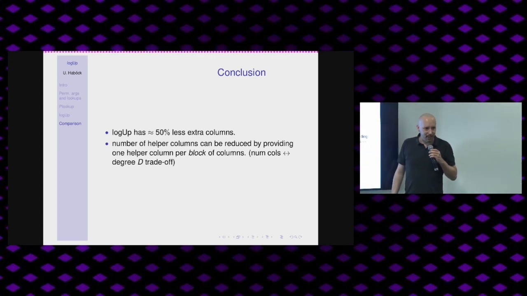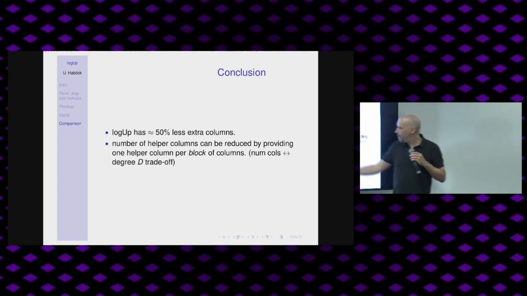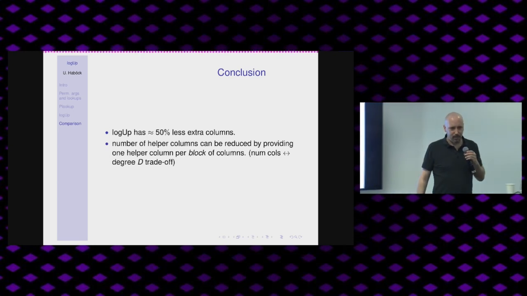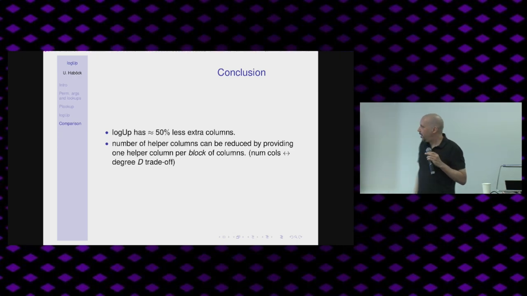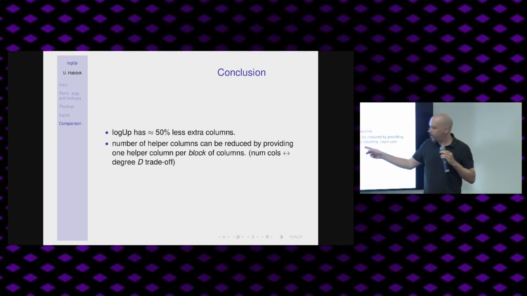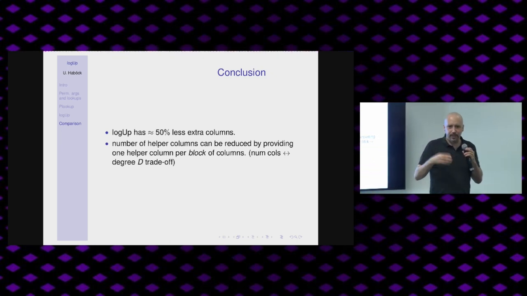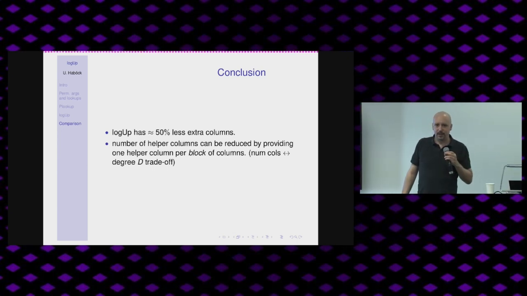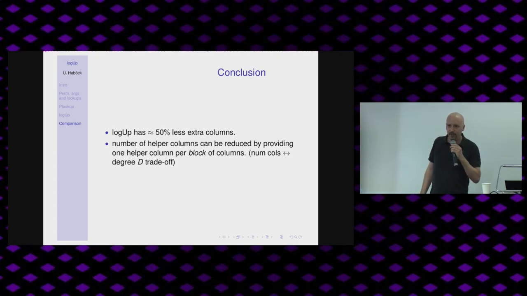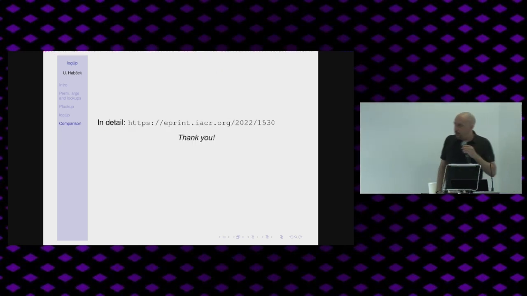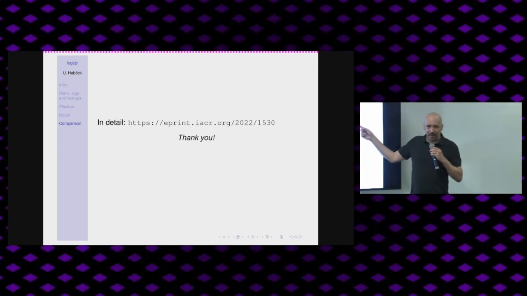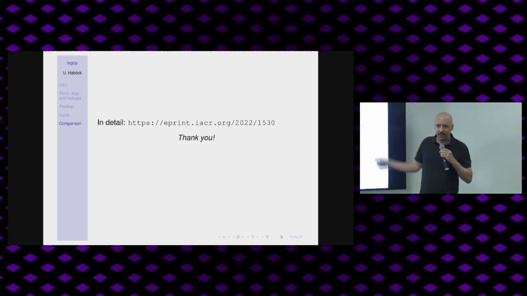So just roughly to give you an impression, LogUp has about 50% less extra columns to commit. And that counts for these wide trace programs, several zkVM implementation phase. And moreover, as I said before, they can be reduced using this trade-off, degree versus less columns. It's already implemented by William, so we have it in our Plonk 2 code base. It's not yet reviewed, but it's online, it's public. So, if you would like to see some math, some more details, click on that link. Thank you.